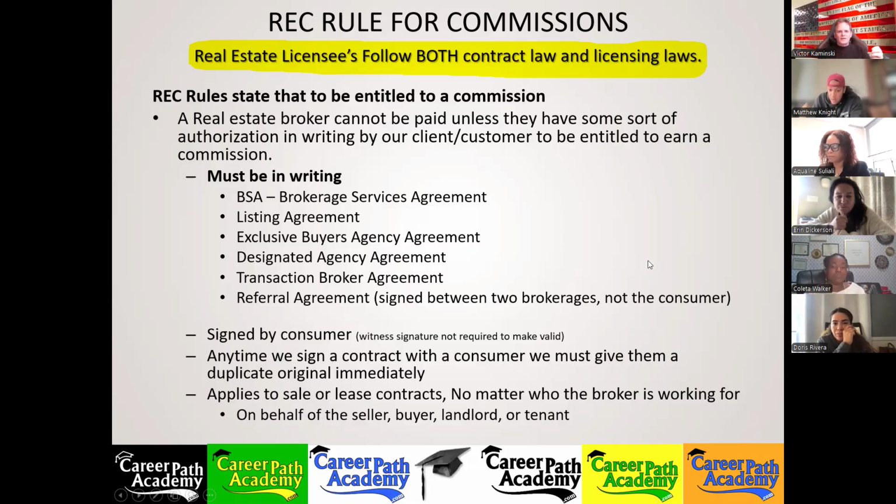All right. So the real estate broker cannot be paid unless they have some sort of authorization in writing by our client or customer in order to be entitled to earn a commission. You can't just put someone's property up on the market for sale and find them a buyer and be like, now you need to pay me some money. Okay, you need to have an agreement in advance to that. They needed to actually hire you.